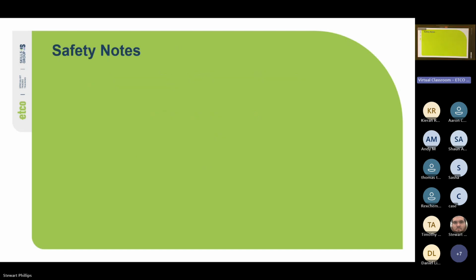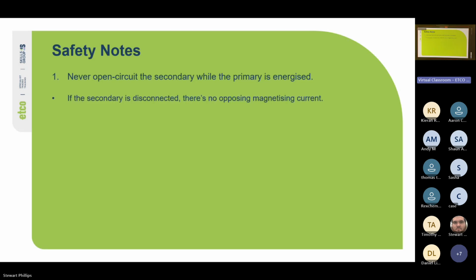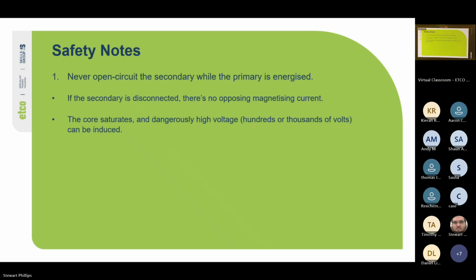Cool. So some safety notes. Never open circuit the secondary while the primary is energized. If the secondary is disconnected, there's no opposing magnetizing current. The core saturates and dangerously high voltages, hundreds of thousands of volts, can be induced, especially if we're on a high voltage side. So the risk is electric shock, flashover, or insulation failure.